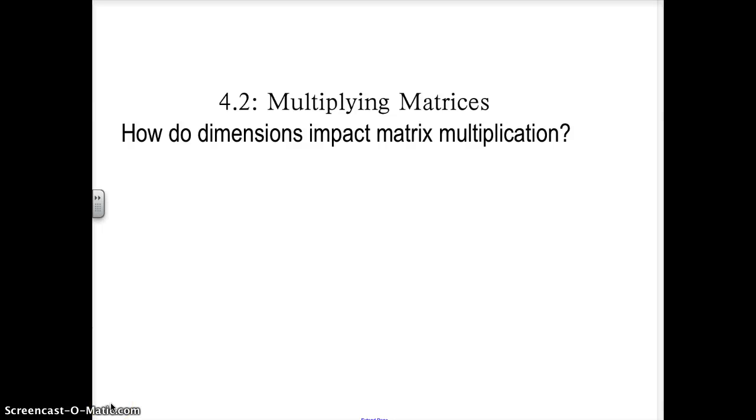So we're talking about multiplying matrices, and the key part of multiplying matrices is looking at the dimensions of the two matrices that you're trying to multiply. And then from there deciding, first of all, can the two matrices be multiplied? And if so, what is the product actually going to look like? Okay? Quick review of dimensions.